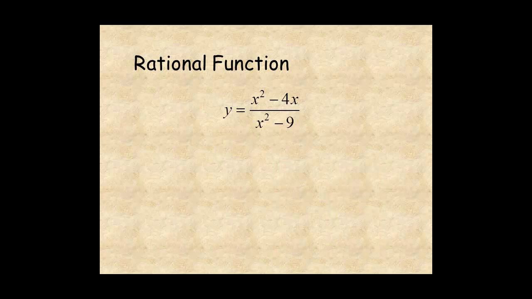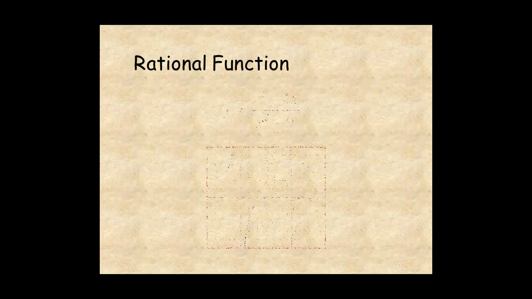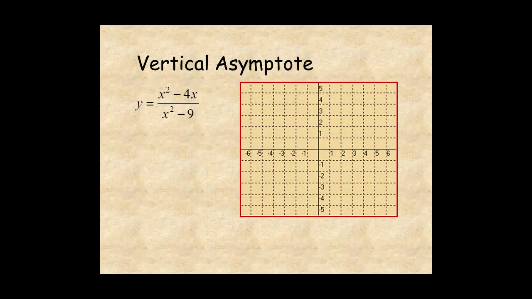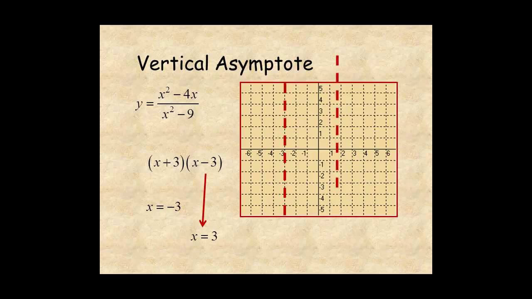This lesson shows how to graph the rational function y equals x squared minus 4x over x squared minus 9 and variations of the function. The VAs are the zeros of the denominator. The factors of the denominator are x plus 3 times x minus 3, so the function has VAs at x equal negative 3 and x equal positive 3.